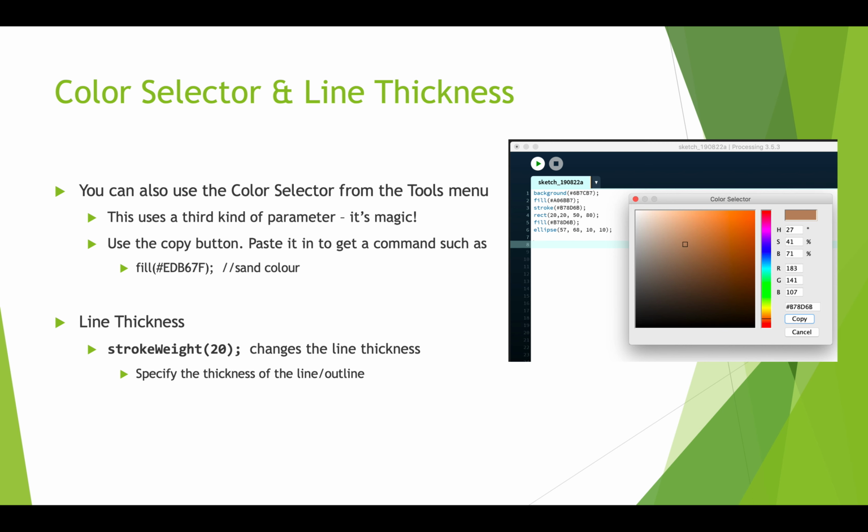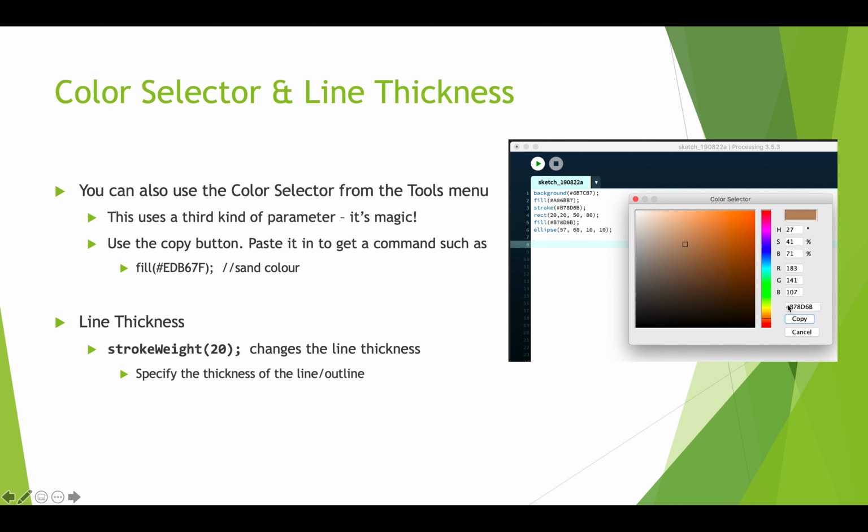Last, there are 2 other things you might want to know. Processing has a color selector tool that you can use. So this is a little screenshot over here. Here's the color selector. You get it from the tools menu in Processing, and you can play around and choose a different color, and say we want this muddy brown color. We can click the copy button down here.